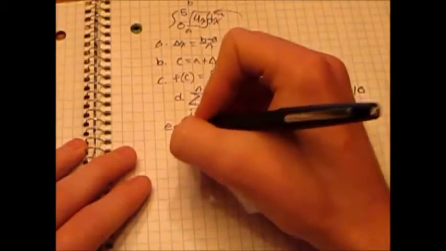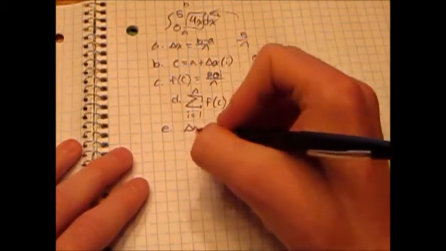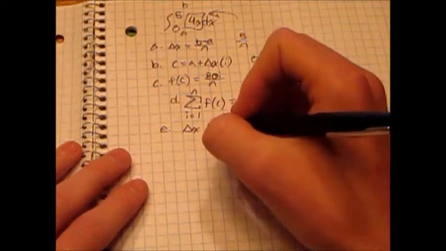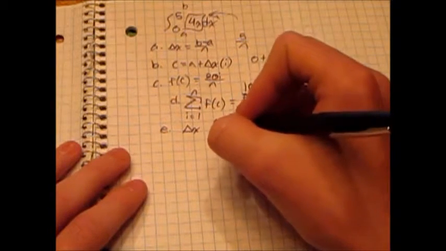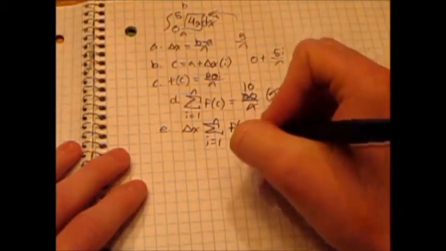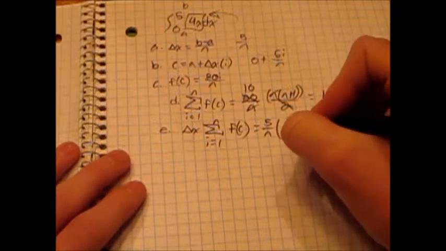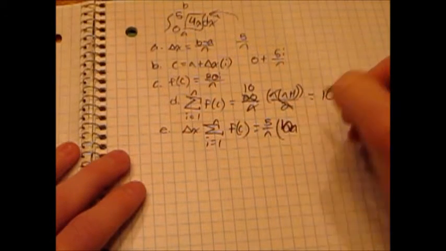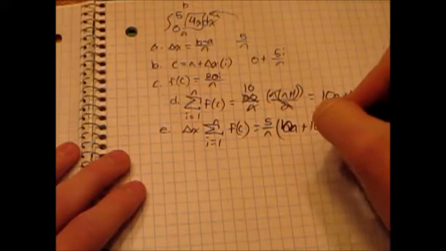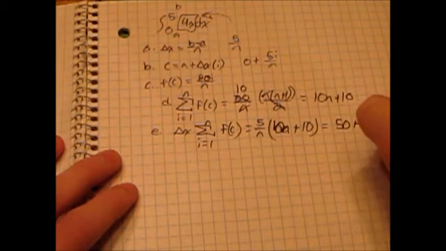Next up, which is part E, is to multiply what we just got by delta x. So we'll have delta x and the summation formula. I really don't want to write those out, and I'm sure you don't either. And you get 5 over n times 10n plus 10, which gives us 50 plus 50 over n.